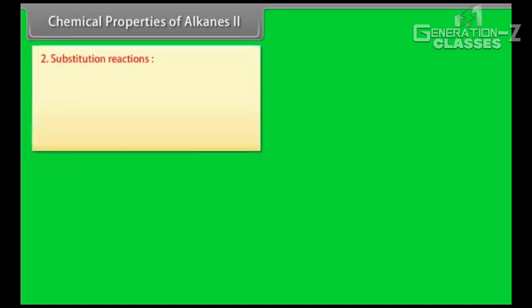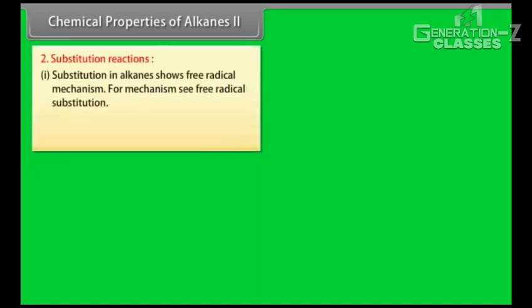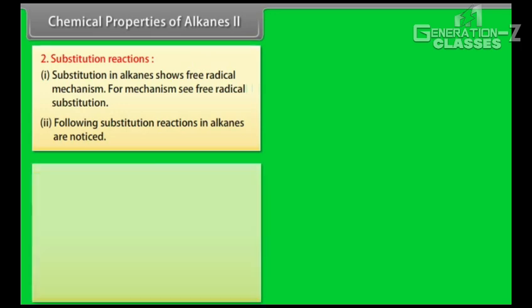Chemical properties of alkanes, part 2. Substitution reactions. Number 1. Substitution in alkanes shows a free radical mechanism. For the mechanism, see free radical substitution. Number 2. The following substitution reactions in alkanes are noticed.